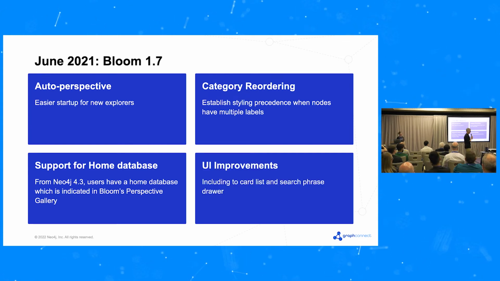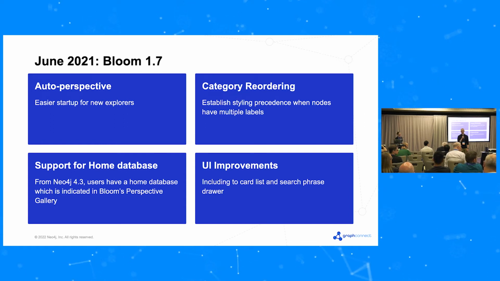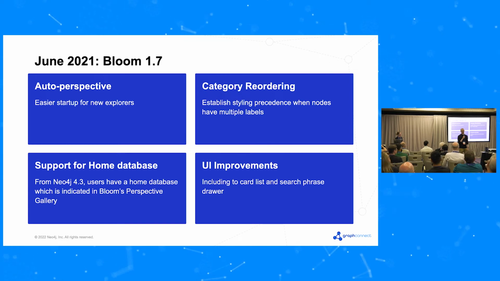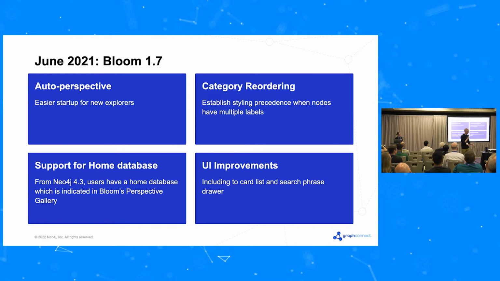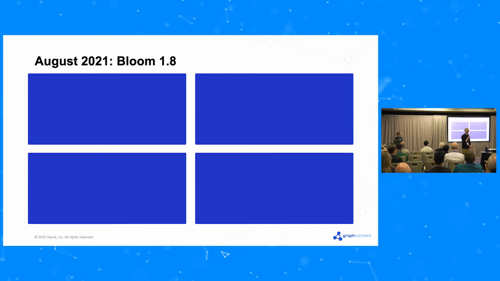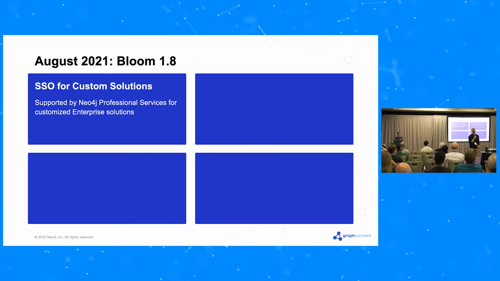And of course, we did some UI improvements. So we actually have Sebastian Victorin, who's our UX designer who works on Bloom. And he's always giving us great ideas for what we can do to improve the UI. And in 1.7, we made some changes to the search phrase panel so that it auto-saves as you type, and you can resize where you put your Cypher. And we made some other UI improvements as well, including to the card list and a few other things in this version.